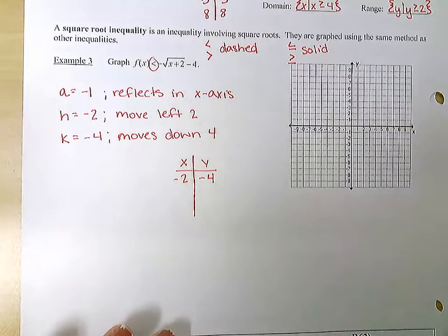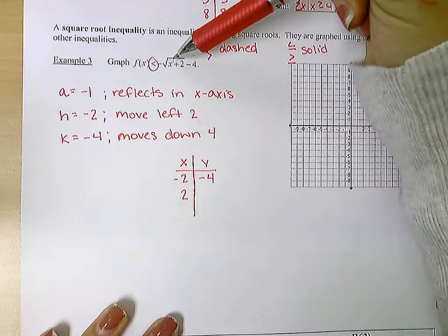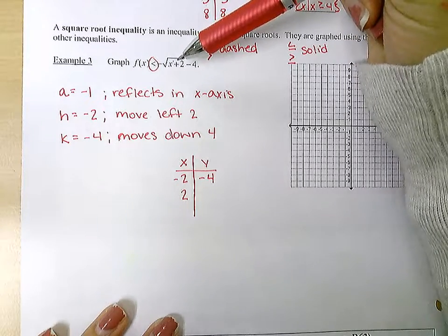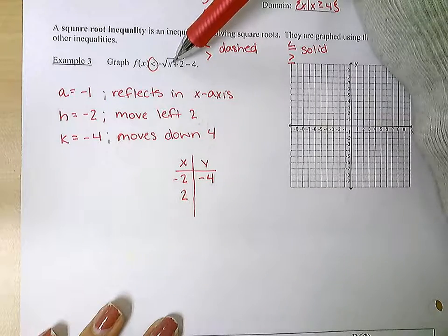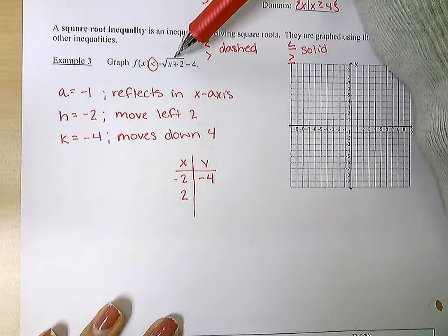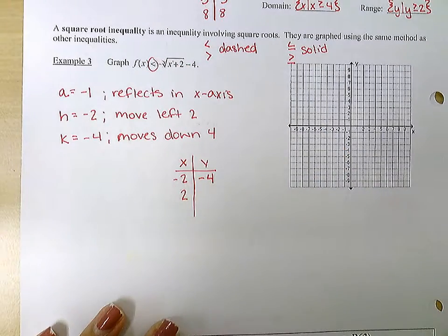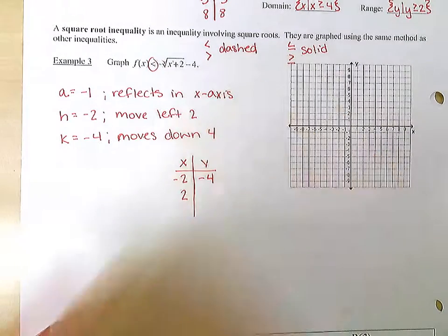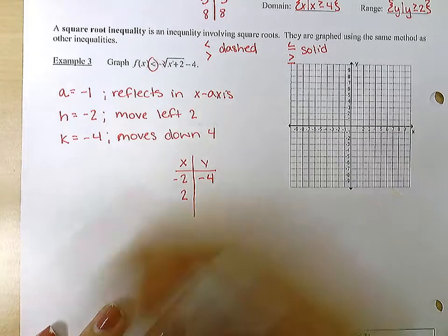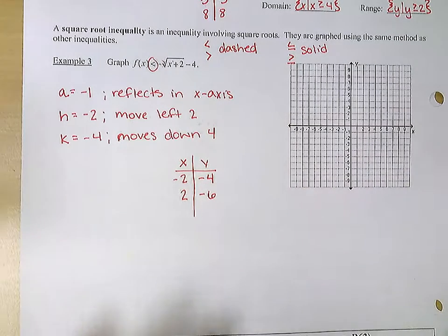Next, let's plug in 2. Again, I'm plugging in numbers that I can take the square root of. So if I plug in 2 here, I have 2 plus 2 is 4. Square root of 4 is 2. Now I have this negative out front. You need to multiply that number by -1. So if I have -1 times 2, it's -2 minus 4, -6.